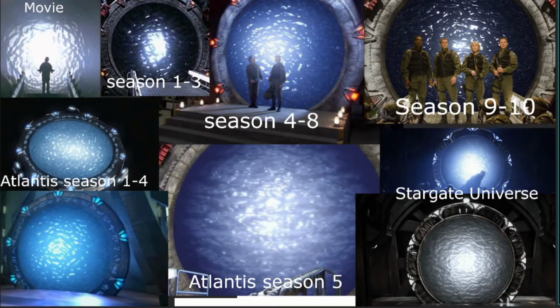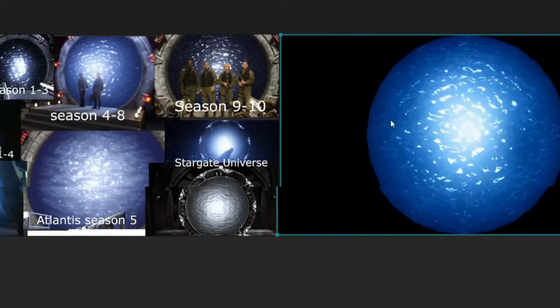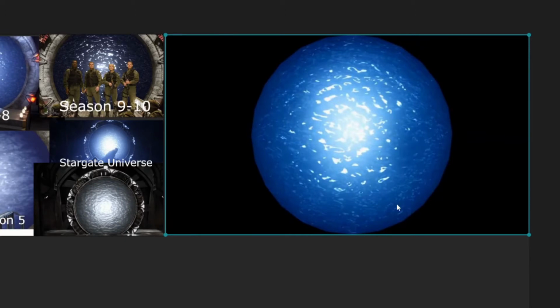Before we start to create our event horizon for Stargate, these are the reference photos which you can find on the internet. As you can see, in the original movie they are more silver, waterish. Then in the TV shows they are more bluish. In Stargate Universe, they tried to go back, probably to the original movie look of the event horizon. So what we are going to do today is try to recreate this kind of event horizon.